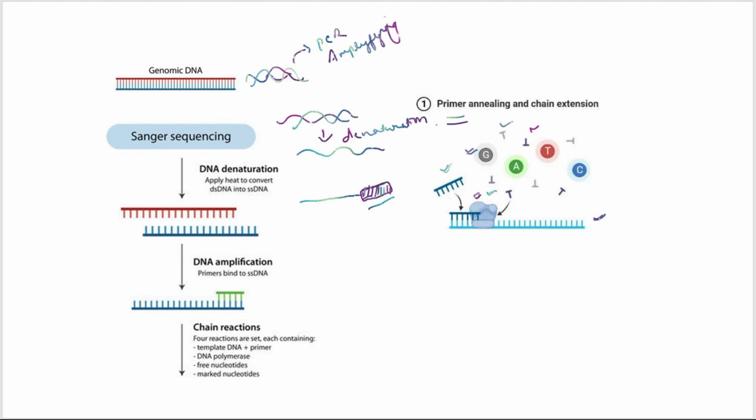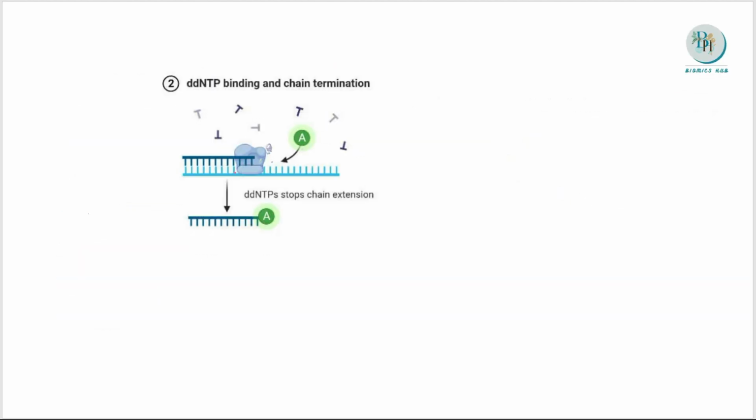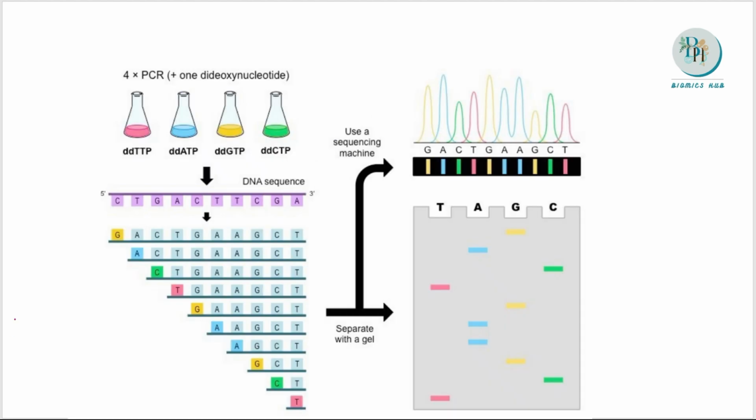So let us see the second step. What is done? The dNTPs are incorporated here, and they are forming a phosphodiester bond with the help of this DNA polymerase. This is being extended. Until it gets a ddNTP, the chain will be elongated. Whenever a ddNTP is incorporated, it will stop the elongation, and chain termination will take place along with this fluorescently tagged ddNTP.